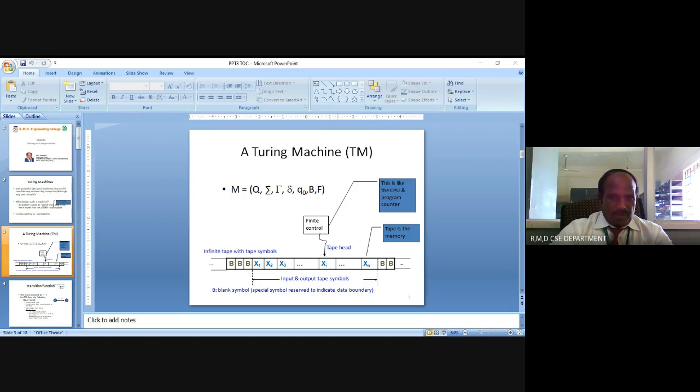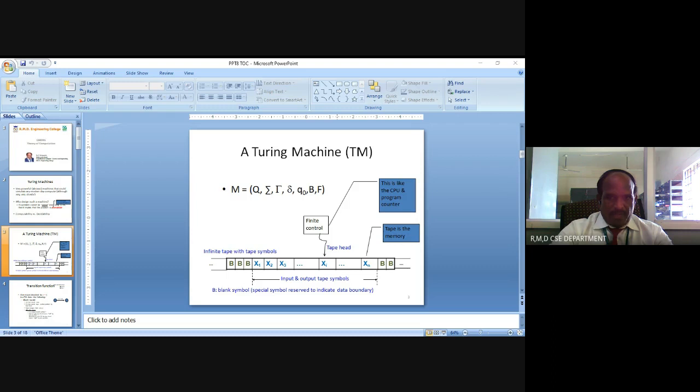Similarly, the same problem: designing a Turing machine for 0 power n, 1 power n, where n is greater than or equal to 1. The starting state is Q naught. Mark the input symbol: read 0 and replace it with x, move to the right. 0 is replaced by x, the direction is right. Go to Q1.